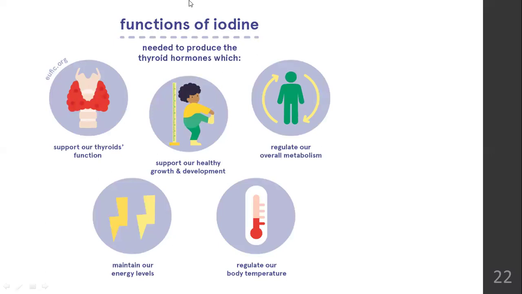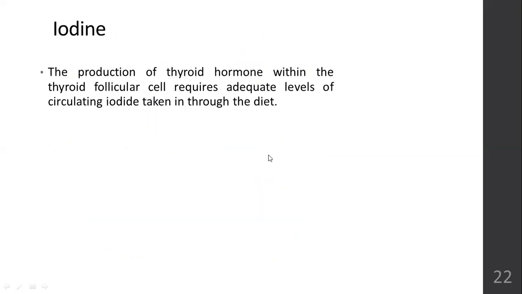Main functions of iodine: it is needed to produce thyroid hormones. Why? Thyroid hormones support your thyroid function, your growth and development, your metabolism, and maintain your energy levels. Only when you can metabolize properly will your cells have energy to use. They also regulate your body temperature. For thyroid hormone, iodine is required.